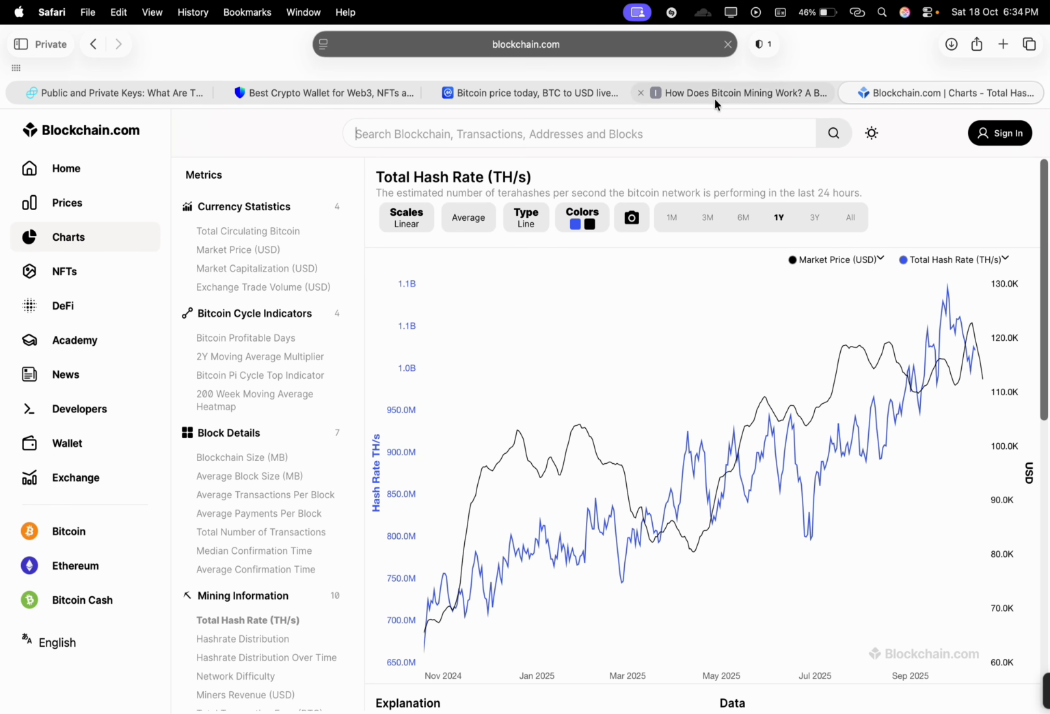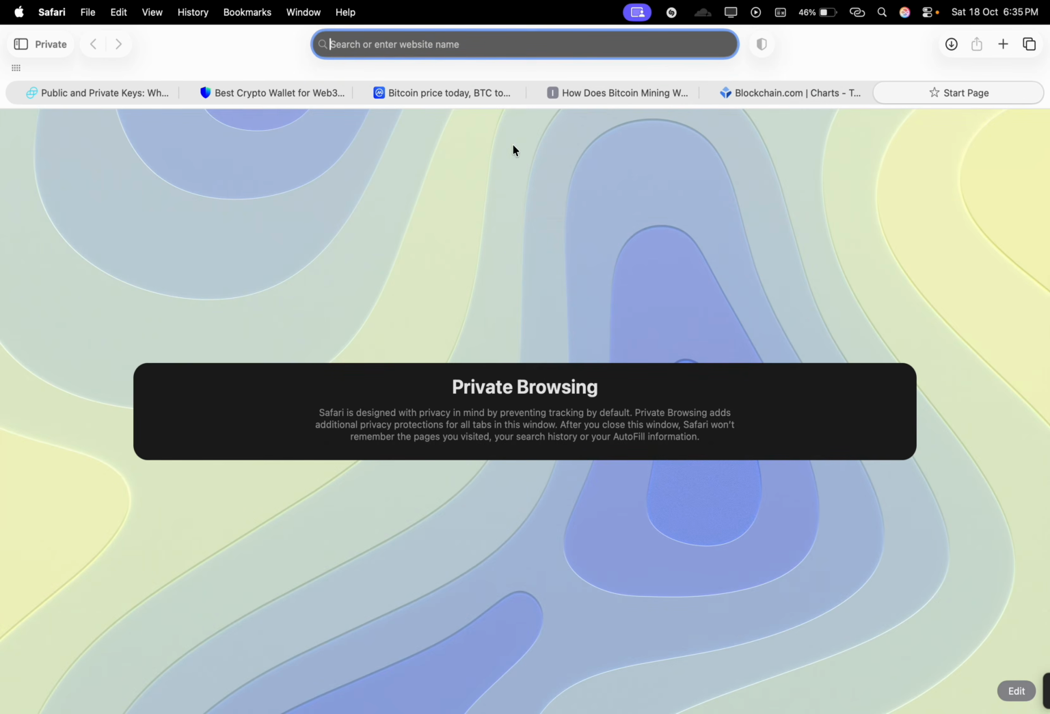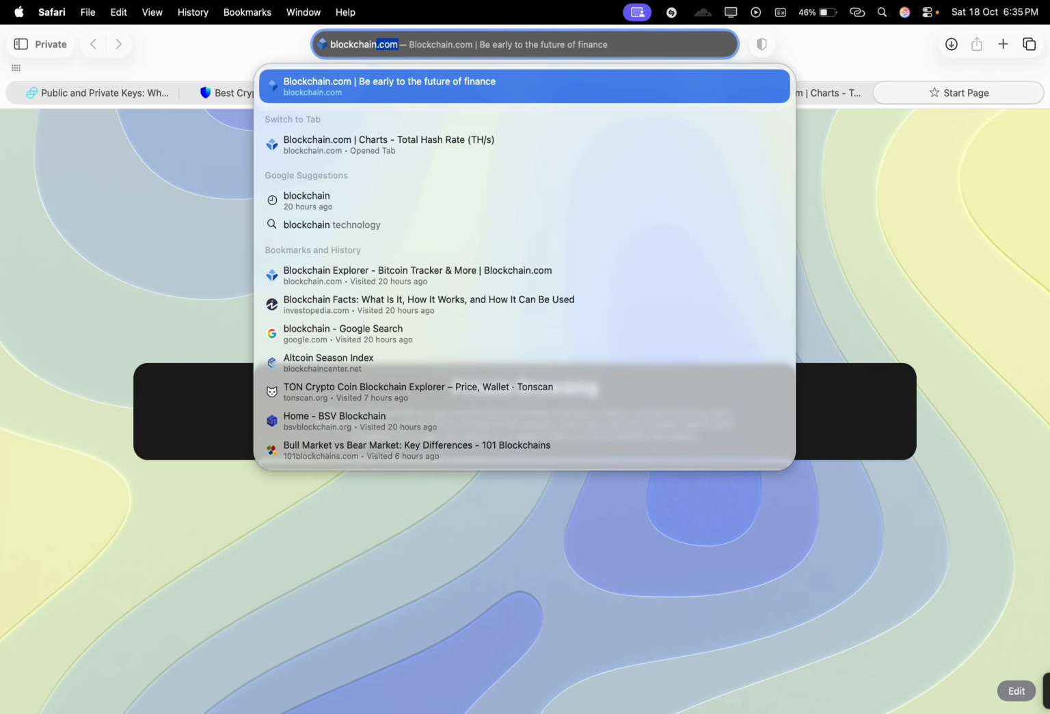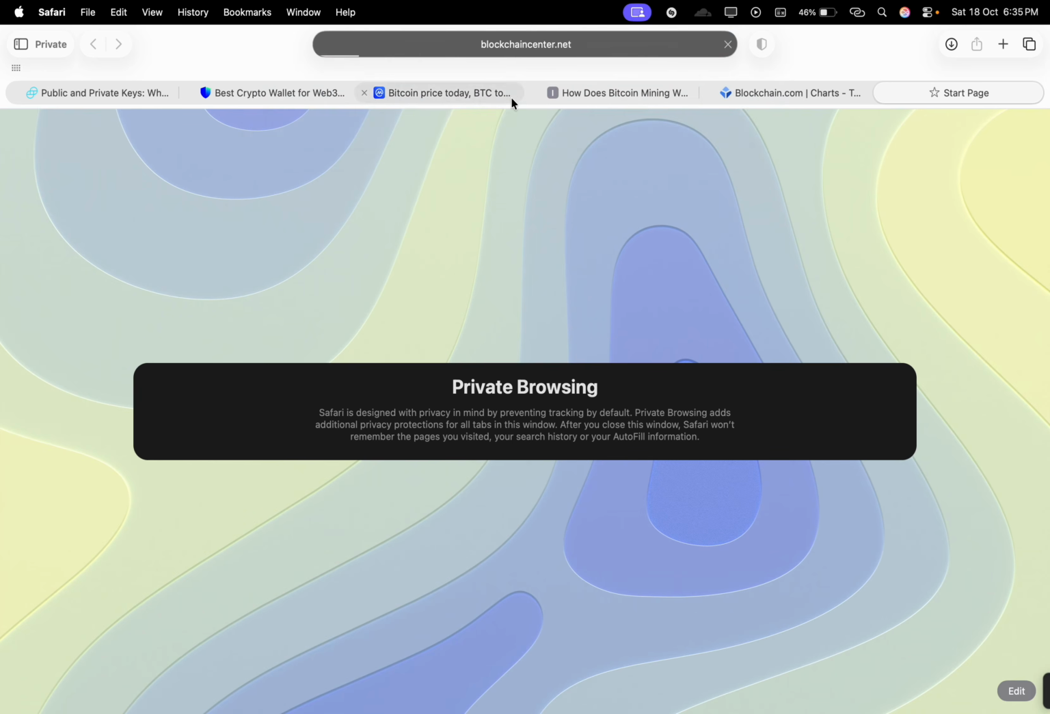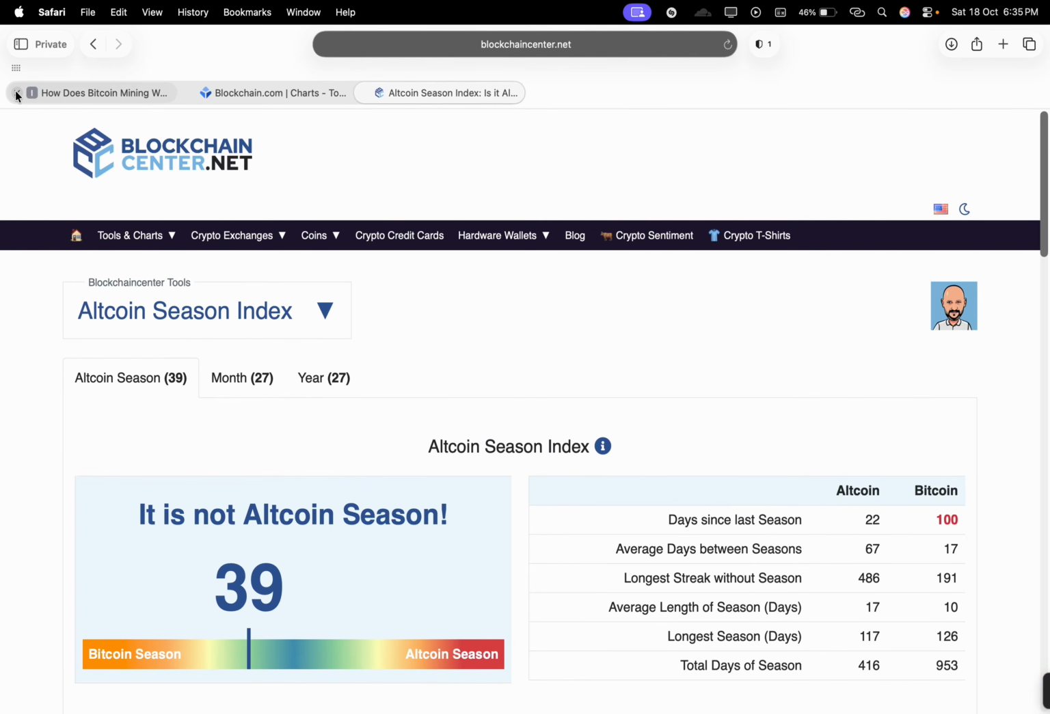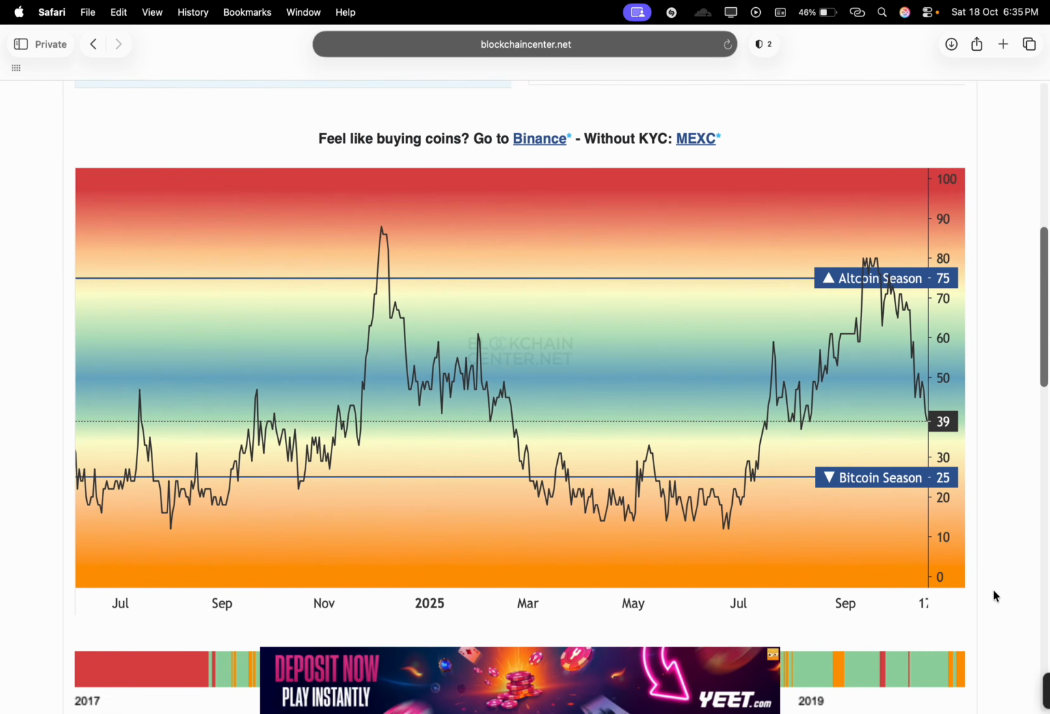So let me tell you about seasons. If I go to the website blockchaincenter.net, basically this is a graph of Bitcoin versus altcoin season. I already told you the coins except Bitcoin are called altcoins. This is the season index. Bitcoin season is when Bitcoin performs better than most altcoins, and altcoin season is when other coins outperform Bitcoin. Currently you can see the market is here. Today's date is 18 October, and it's moving towards Bitcoin.